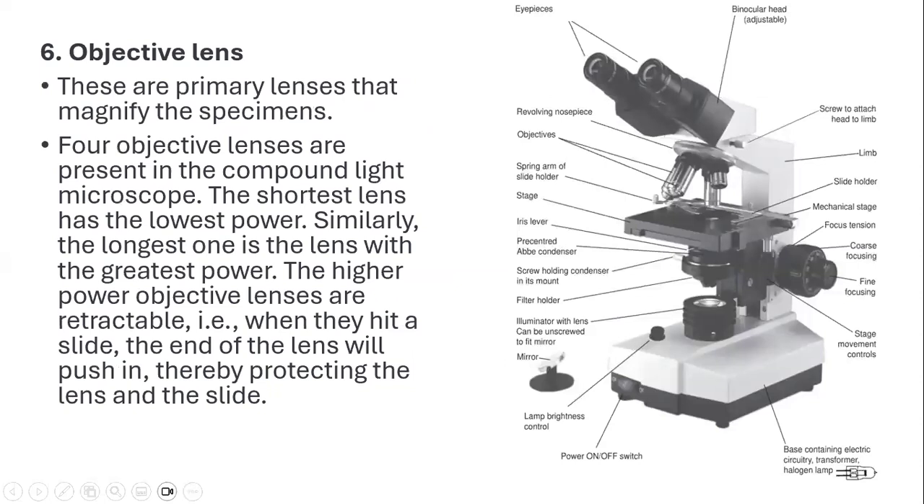Next is the objective lens. These are the objective lenses which are attached onto the nosepiece. Four objective lenses are present in a compound microscope. The shortest lens has the lowest power while the longest lens has the highest power. The high power objective lens is also retractable, so in case it hits the slide or the stage, it will retract itself. This is important for the protection of the lens.